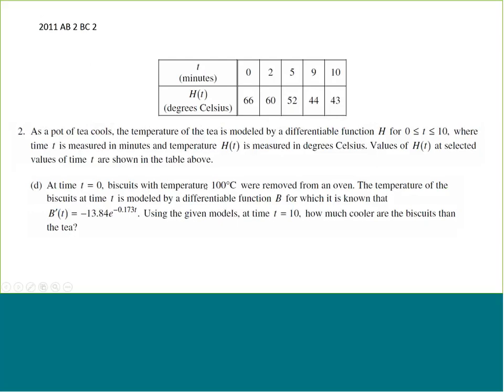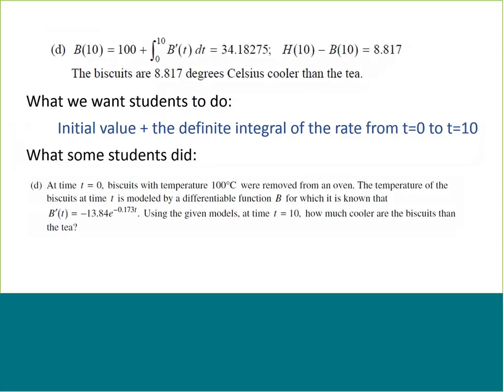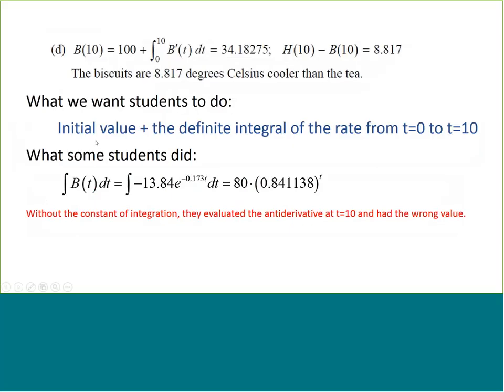But the biscuits had a temperature of 100 degrees when they were removed from the oven, and the temperature of the biscuits at time t is modeled by differentiable function b, for which it is known that b prime of t equals, and then we gave them this exponential function. One of the things that we ran into is that we wanted students to use this idea of the initial value plus the definite integral of the rate from t equals 0 to t equals 10, which is the way that the solution is actually modeled. And then they had to do a little thing about the difference between the temperature of the biscuits and the tea. But it's actually this part of the definite integral that I want to talk about.